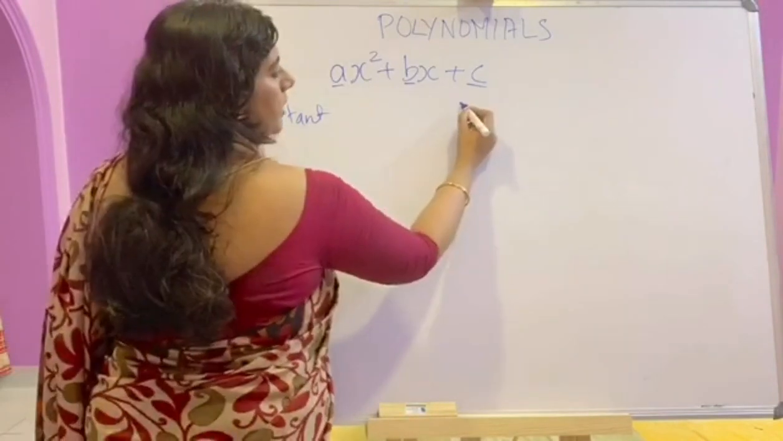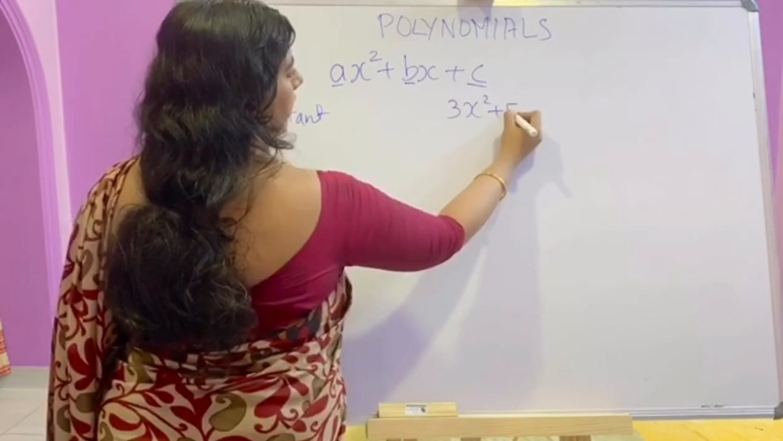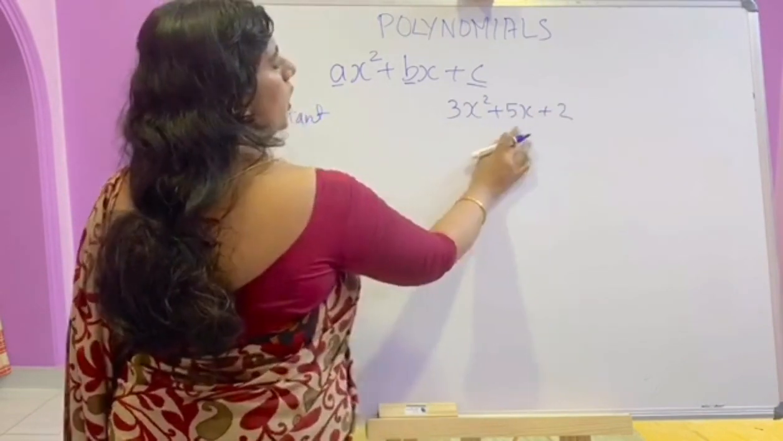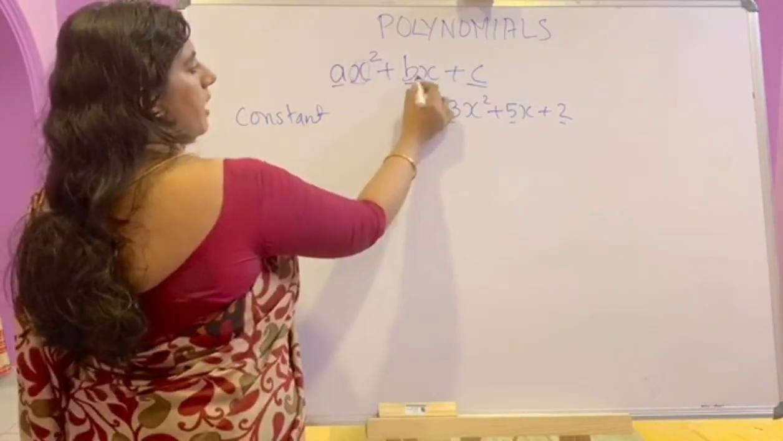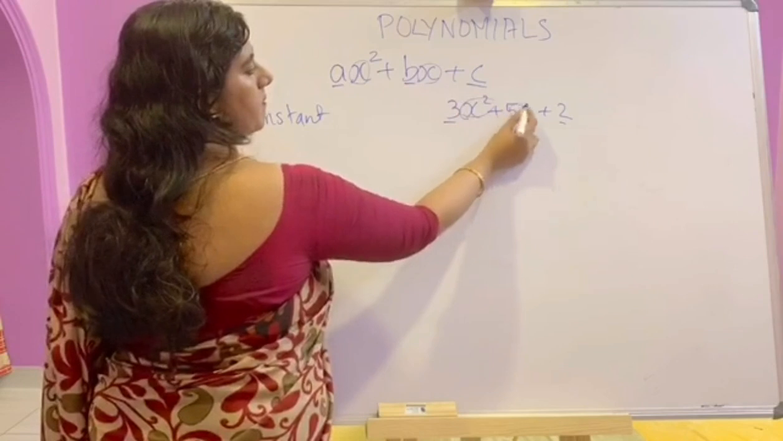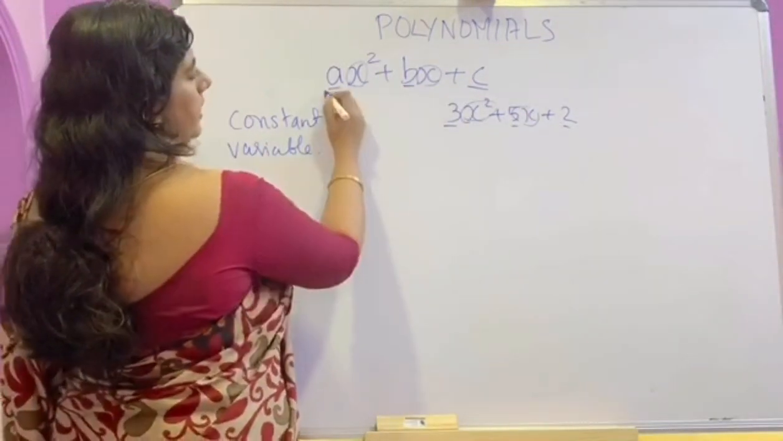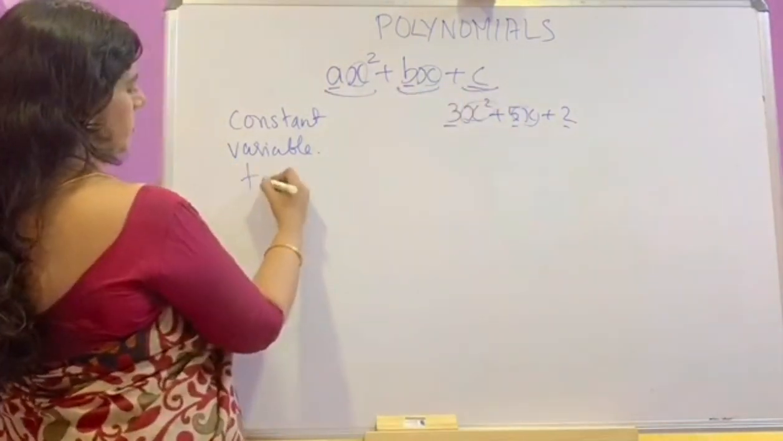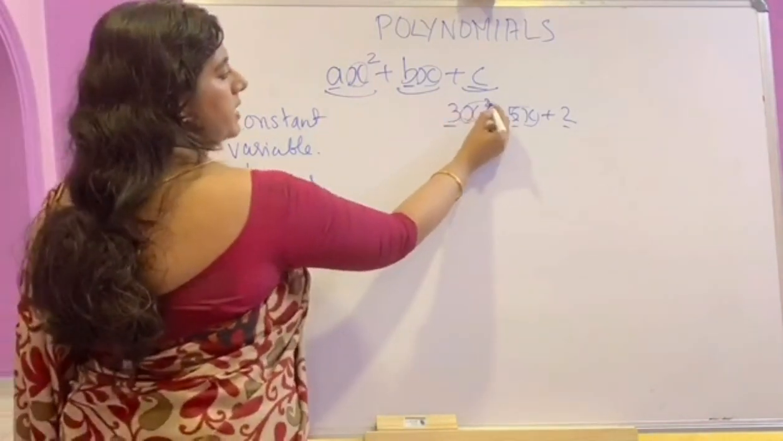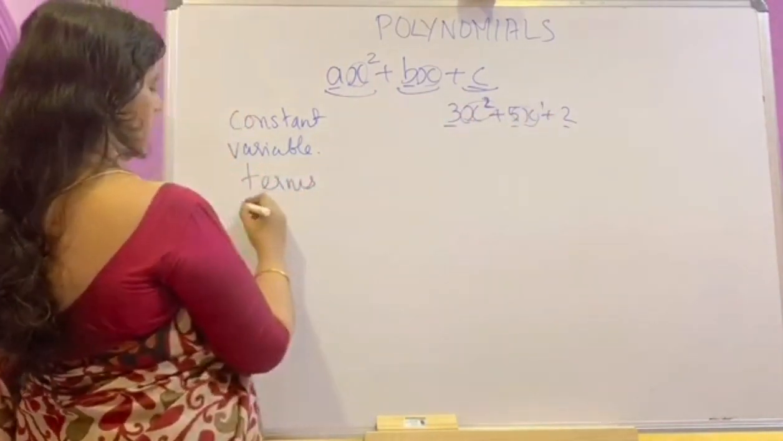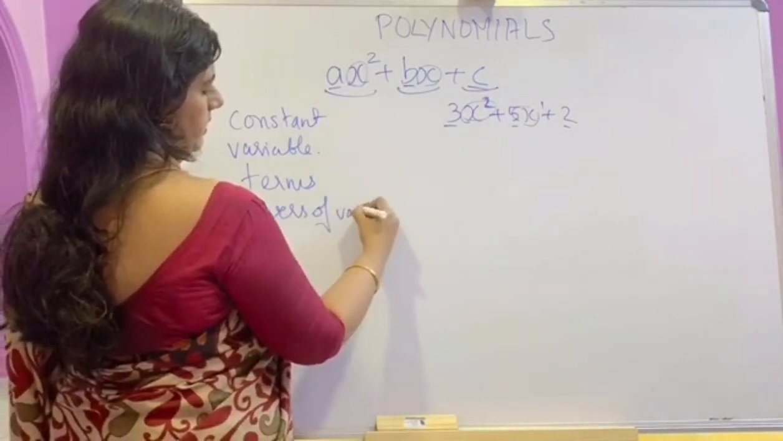For example, the polynomial will be in the form 3x square plus 5x plus 2. Then these are all constants. Now this part is the variable. So a polynomial has a variable. And these are all terms. So a polynomial consists of terms. And with variables you can find these powers. Powers of variables.